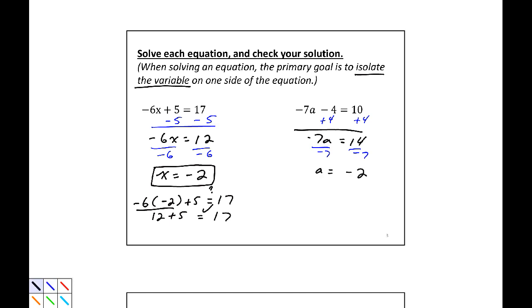And again, we could go ahead and check that. I'm going to do that mentally. I'm going to go negative 2 times negative 7 would be 14 minus 4, which is in fact 10. So a equals negative 2 is our solution.